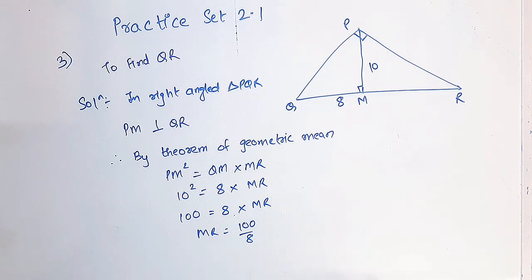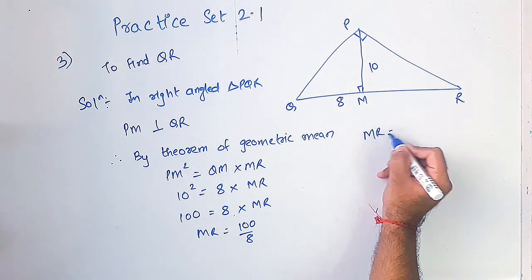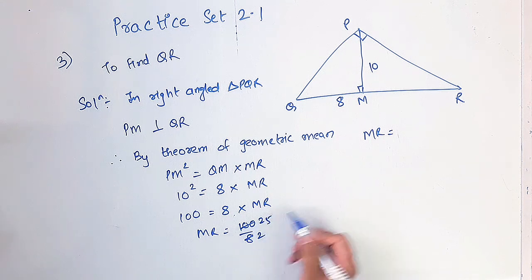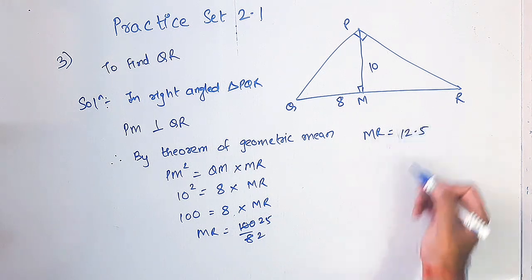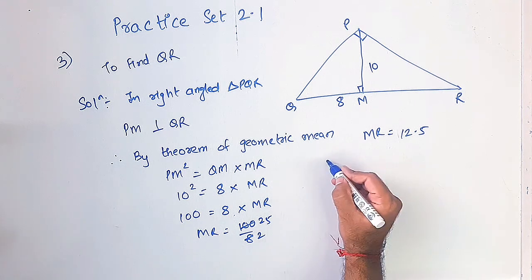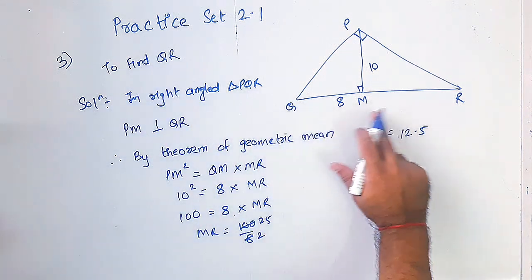So what is 100 upon 8? 4 2s are 4, 25s are. So it is 12.5. 25 upon 2 is 12.5. We took a common divisor 4. Okay. Now we are asked to find QR, not MR.